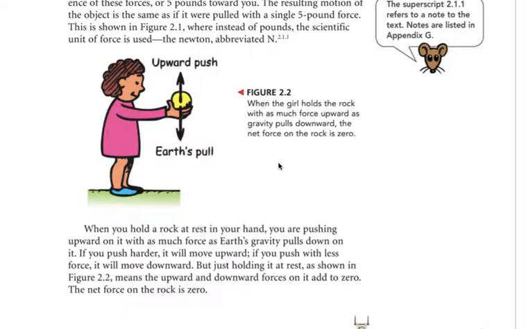When you hold a rock at rest in your hand, you are pushing upward on it with as much force as the Earth's gravity is pulling down upon it. If you push harder, it will move up. If you push with less force, it will move downward. If just holding it at rest, as shown in Figure 2.2, means the upward and downward forces on it add to zero, the net force on the rock is zero.